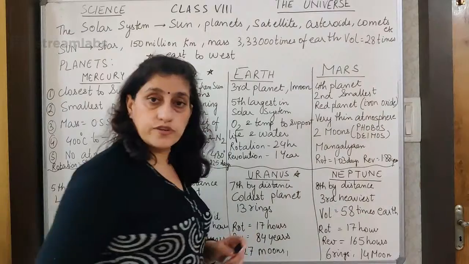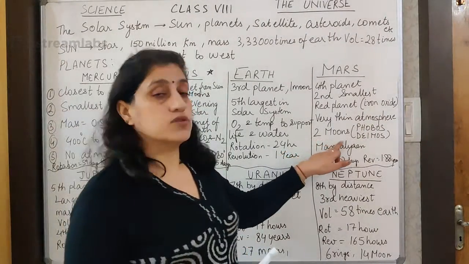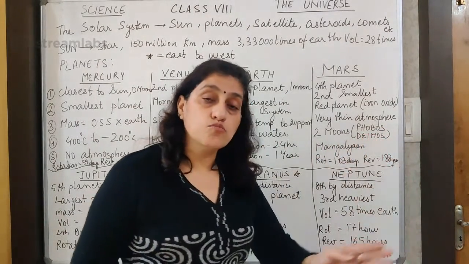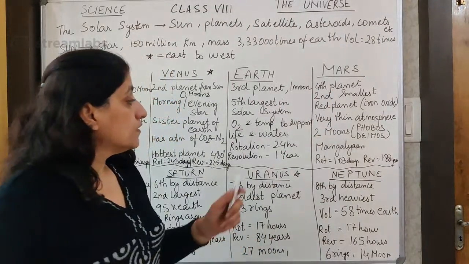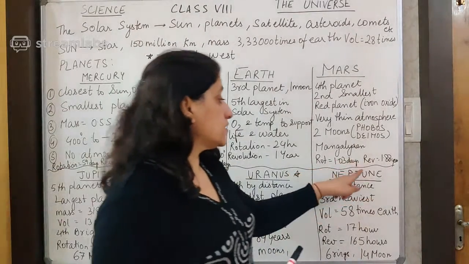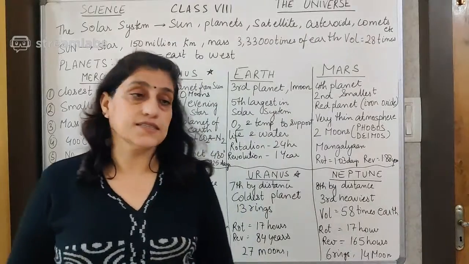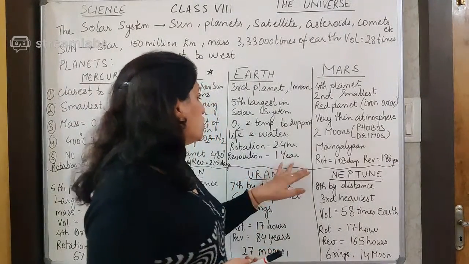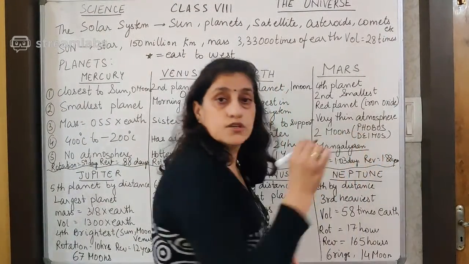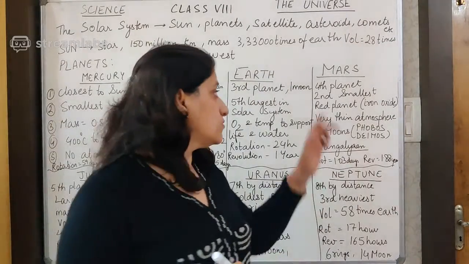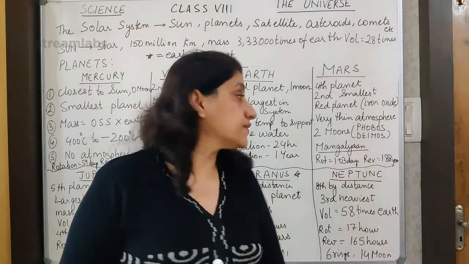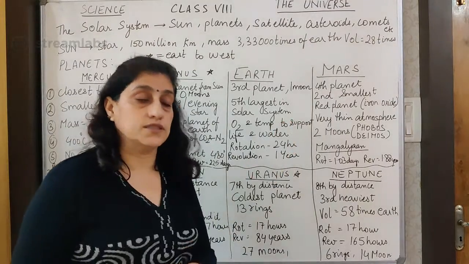Mars has a very thin atmosphere. It has two moons, and just because there are two moons, I gave you the names: Phobos and Deimos are the moons of Mars. Then the rotation takes 1.03 days and revolution takes 1.88 years, which means a little less than 2 years of the Earth. You know, the Mangalyaan mission was to Mars, to study what is present on Mars. That is the mission to Mars by the scientists.